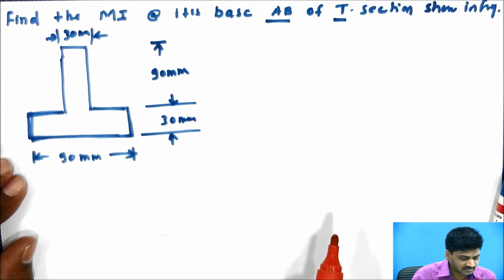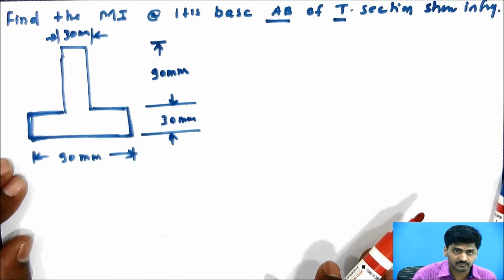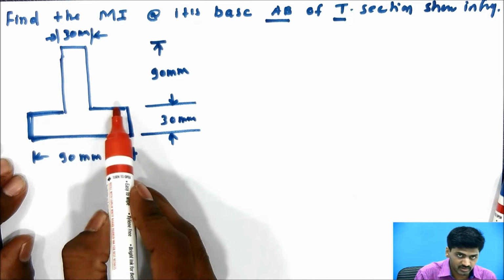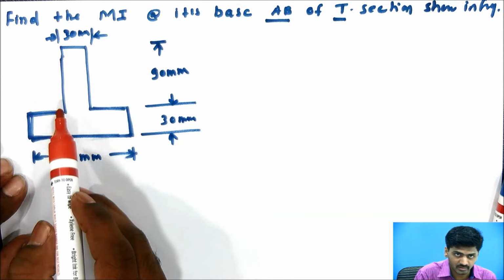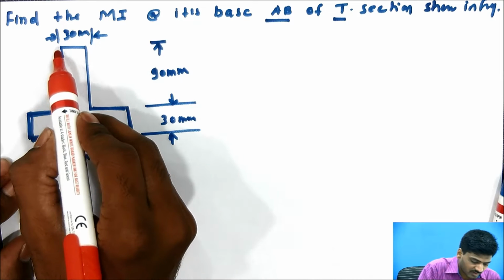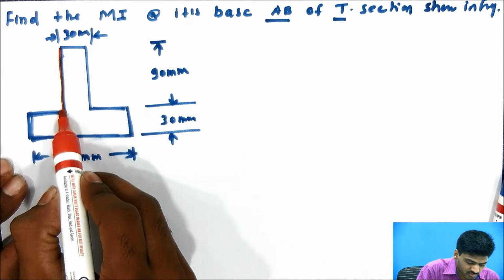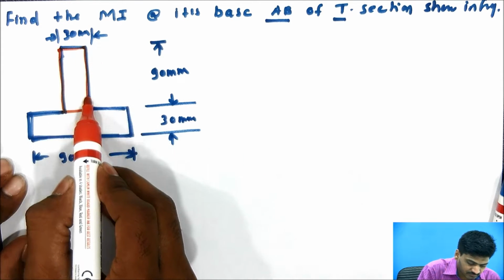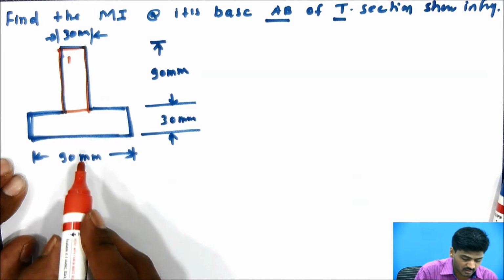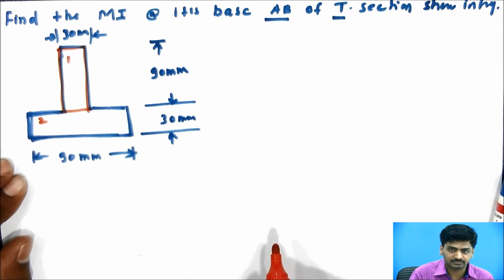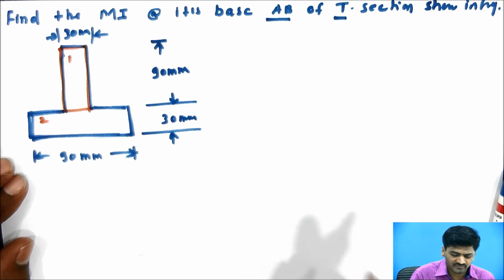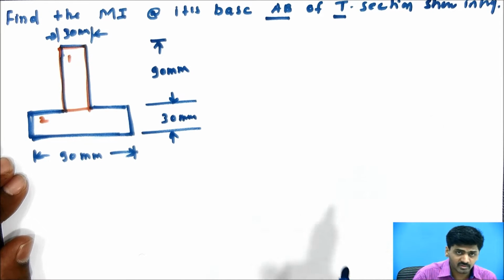You may consider the geometries separately. Now you may observe here two rectangles, you may consider them separately, or you may consider three. I am considering this as the topmost portion. This is my first rectangle, figure number 1, and this is figure number 2. Steps are very simple.